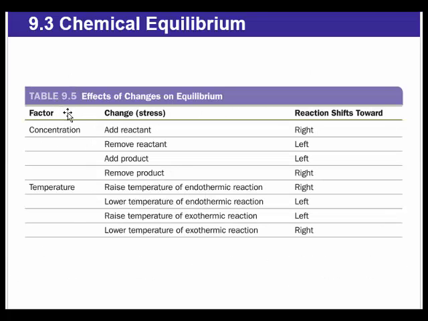Table 9.5 of your textbook summarizes the impact of adding or removing reactant or product and the impact of temperature depending on whether we're looking at an endothermic or exothermic reaction.